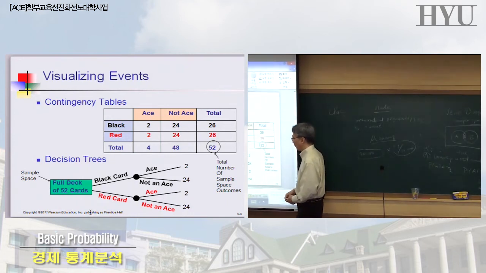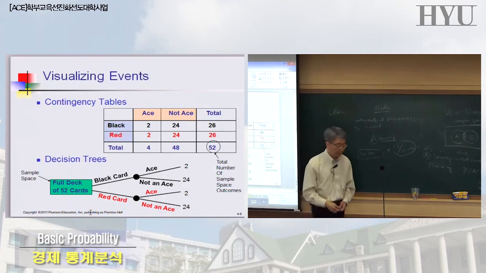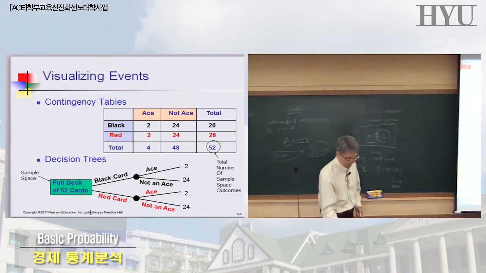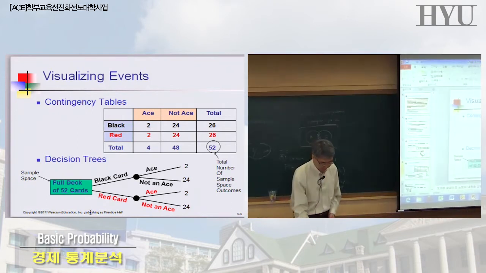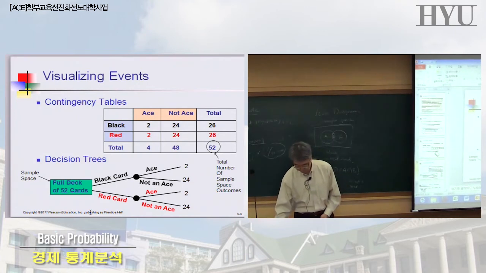And we can also calculate the probability for each possible outcome, and we'll talk about that later in the chapter.